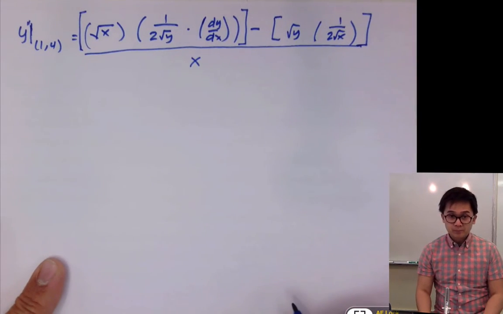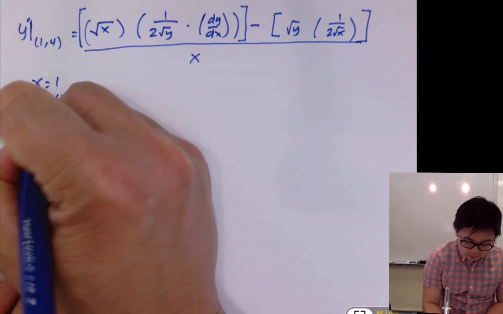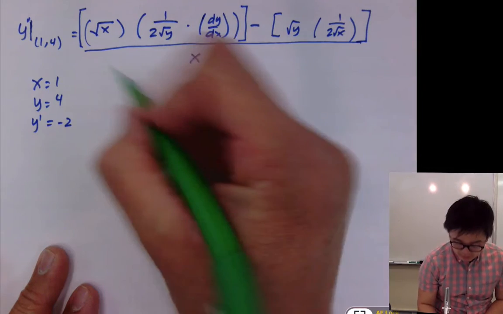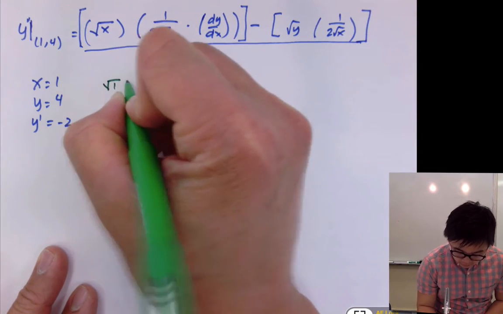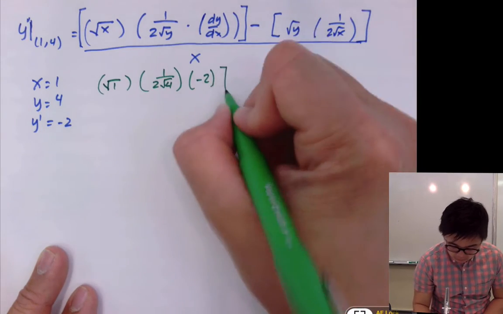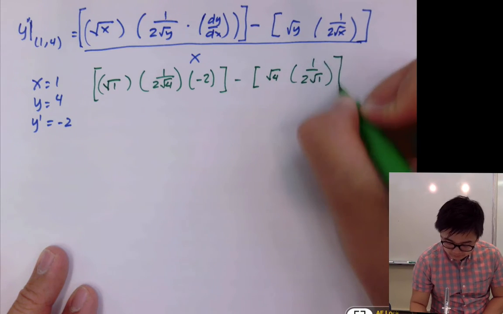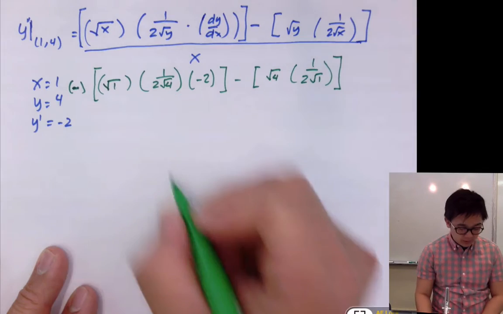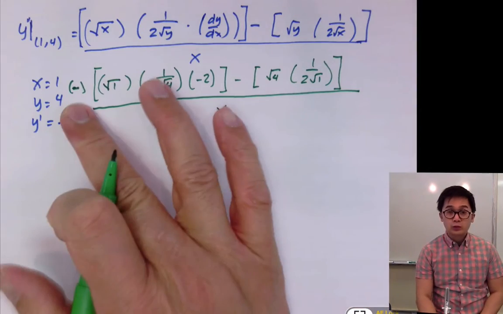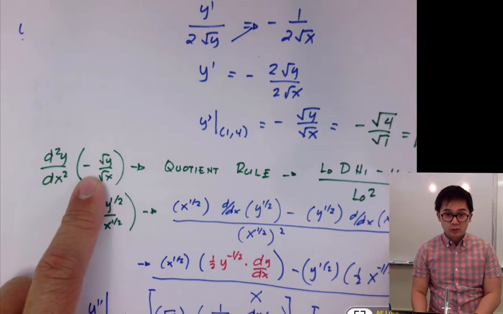Now that we have set it up, we know that our x is 1, y is 4, and y prime, or the dy/dx, is equal to negative 2. And we're plugging it into our equation right here. So now we're going to have square root of x, which is 1, multiplied by 1 over 2 square root of 4, multiplied by the derivative, which is negative 2, minus square root of 4 multiplied by 1 over 2 square root of 1. And don't forget that this is all negative because our derivative function is negative all over x. And we're going to use this again later on because from our derivative function we know that the first derivative was a negative fraction.